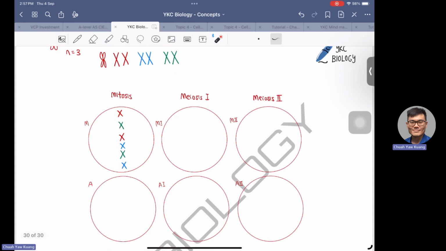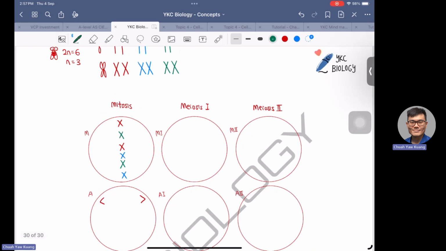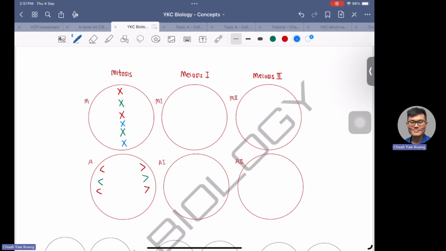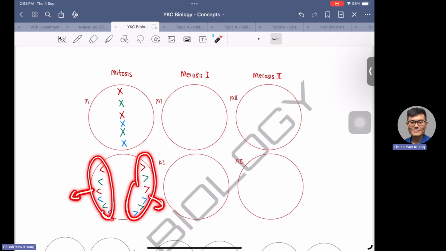And during anaphase of mitosis, the sister chromatids are going to be separated. Over here, we can see that the sister chromatids will just be separated like this. So these 6 chromosomes will go into one cell in the end, and these 6 will go into another daughter cell.